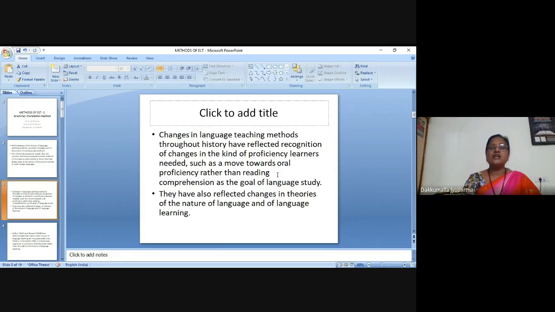So here, changes in language teaching methods throughout history have reflected recognition of changes in the kind of proficiency learners needed, such as a move towards oral proficiency rather than reading comprehension as the goal of language studying. So when Latin was taught, it was aimed to impart the reading skills from the books and also to write through translations.